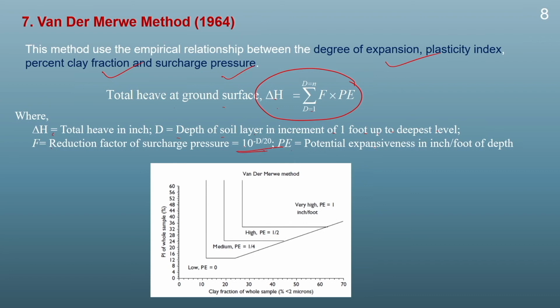PE is the potential expansiveness in inch per foot of depth. Using this equation, we can find out this graph. In this graph, the soil has been classified as low swell, medium swell, high swell and very high swell soil by assuming different values of PE, that is PE1, PE1 by 2, PE1 by 4 and PE equals to 0. So, by assuming different PE values, we can find out what will be the soil expansive type or what can be the heave of the soil using this equation.